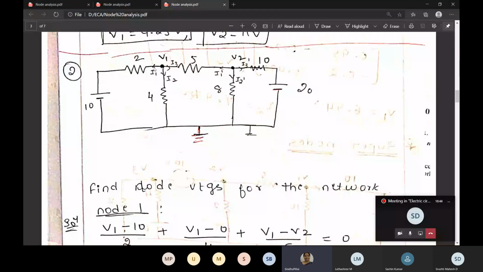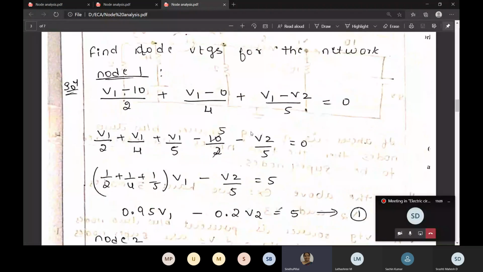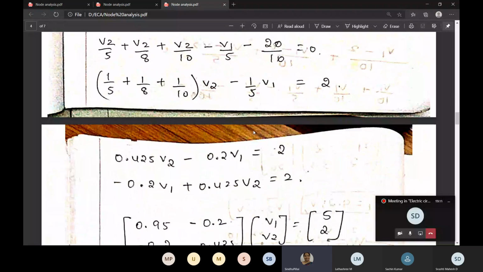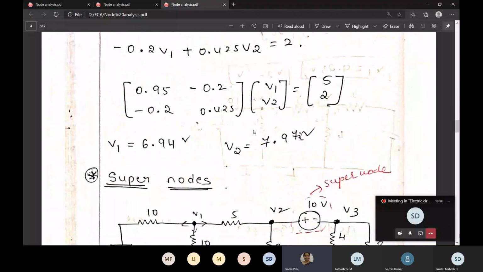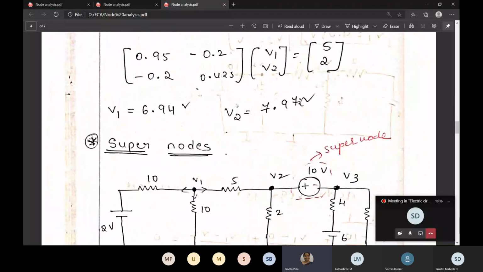So what is the difference in the voltage? It is (V1 minus 10) divided by 2. What is the difference in the voltage for the I2 current? It is (V1 minus 0) divided by 4, because one more node is the ground node. Ground node is always taken as 0. Other than these two nodes, for the whole network there will be a common ground node. This is the second example, solved here. After writing both equations and putting them in the determinant form, you'll get the answer. Just don't copy this; you have to solve it and write it yourself.